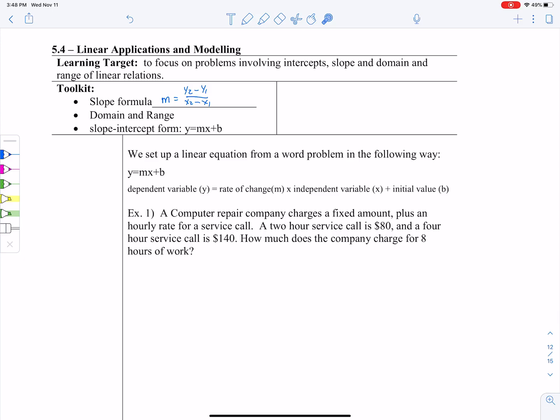So let's read our question. A computer repair company charges a fixed amount. So fixed amount means a starting value, plus an hourly rate for a service call. A 2-hour service call is $80, and a 4-hour service call is $140. So here we're talking about dollars per hour. So the dollars are going to be y, y1, y2, and the time, the hour is going to be x, x1, x2. How much does the company charge for 8 hours of work?